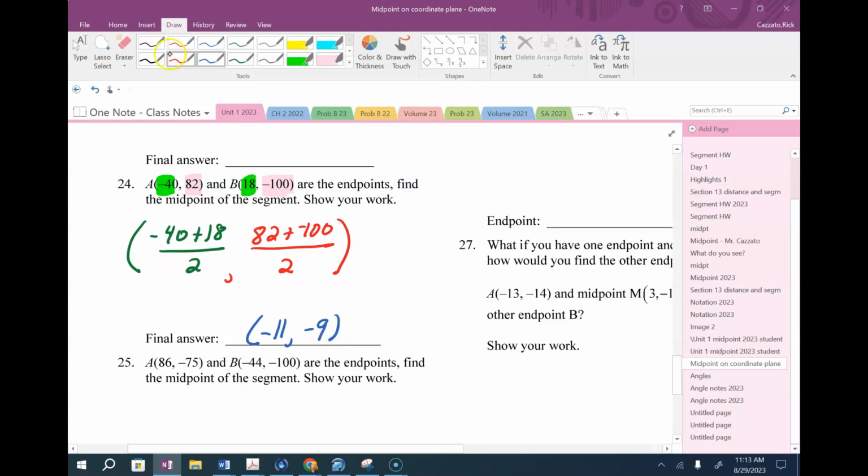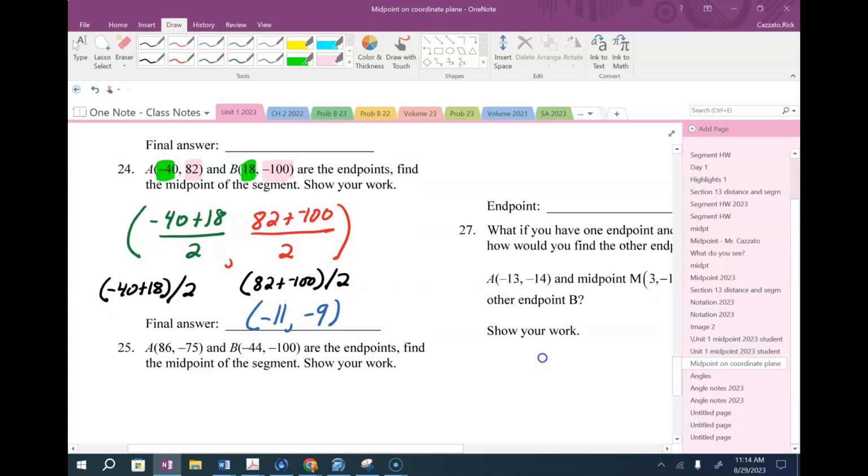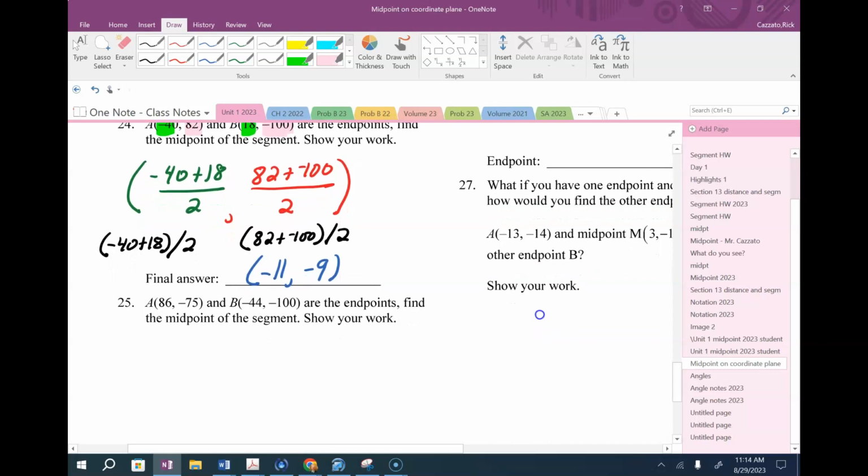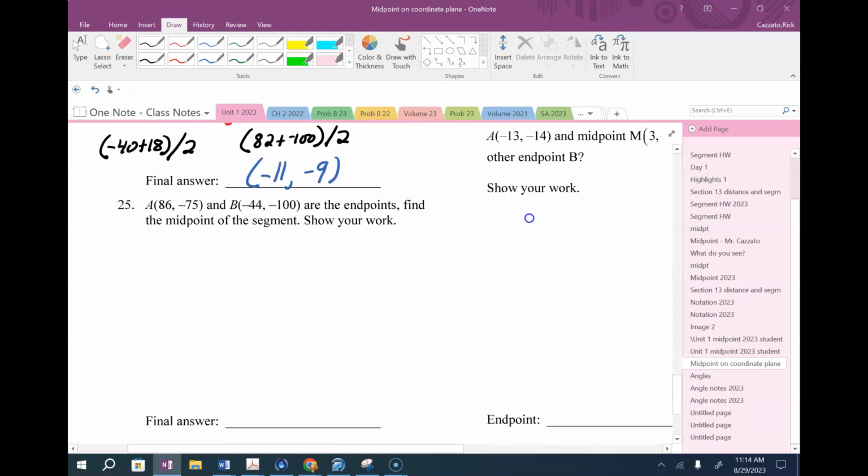-9. Now, we did talk about in class, when you type this in your calculator, you want to type in parentheses -40 plus 18 parentheses divide by 2. Then for the y, you want to do parentheses 82 plus -100 parentheses divide by 2. So if you want to pause the screen and try problem number 25, please do so, or you may listen.